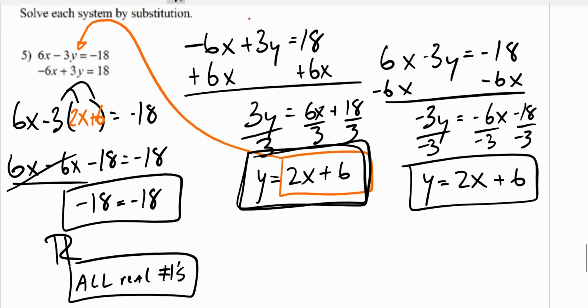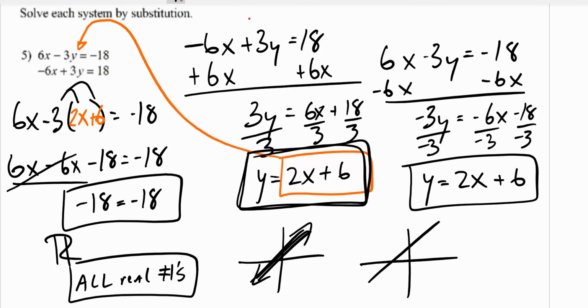Alright, our homework tonight is lesson 45. So we just learned all real numbers are solutions, and that's when we're graphing the same line on top of itself twice. That's all real numbers, and we learned no solutions when we have parallel lines. And this is all real numbers are solutions.